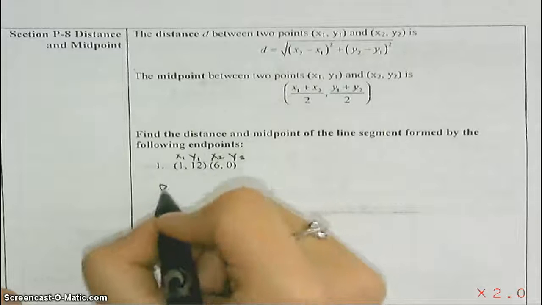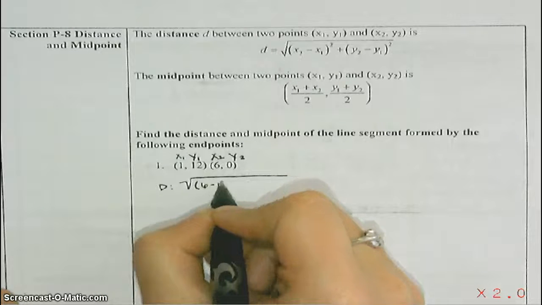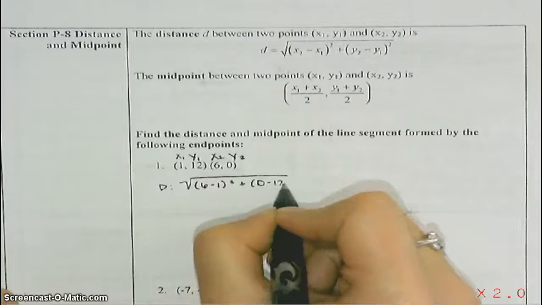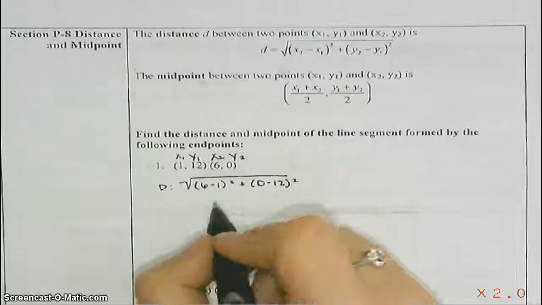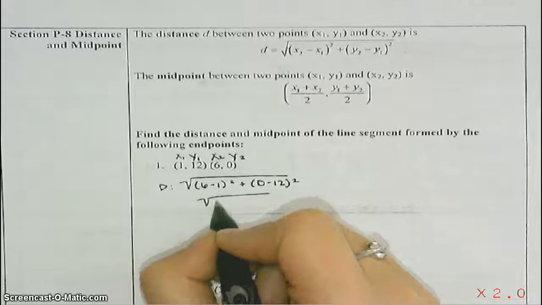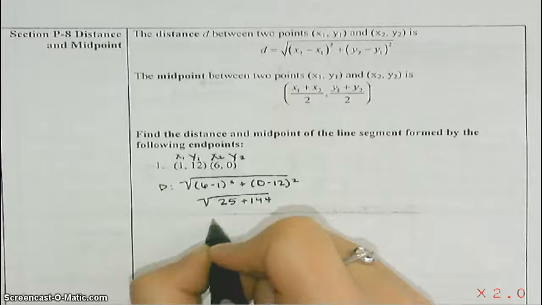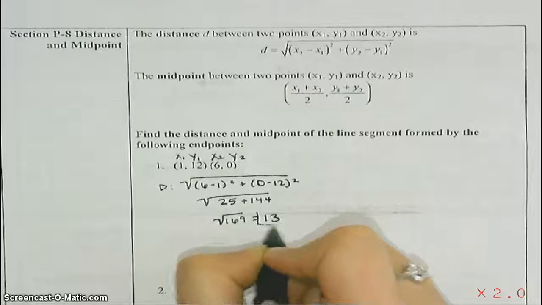So for our distance formula, we're going to have the square root of 6 minus 1 squared plus 0 minus 12 squared. Let's see, 6 minus 1 is 5. If you square that, that's going to give you 25. 12 squared is 144. Add them together, you get 169. And the square root of that is 13.